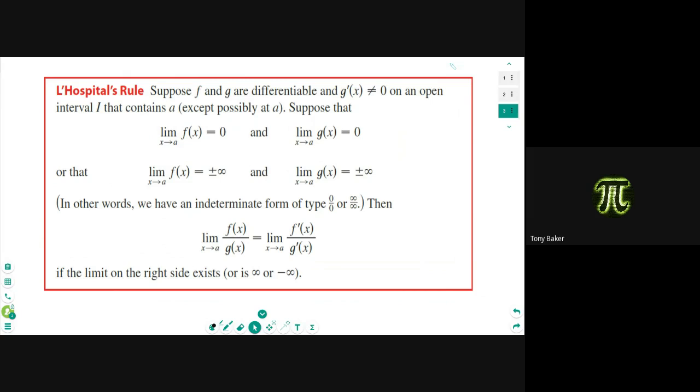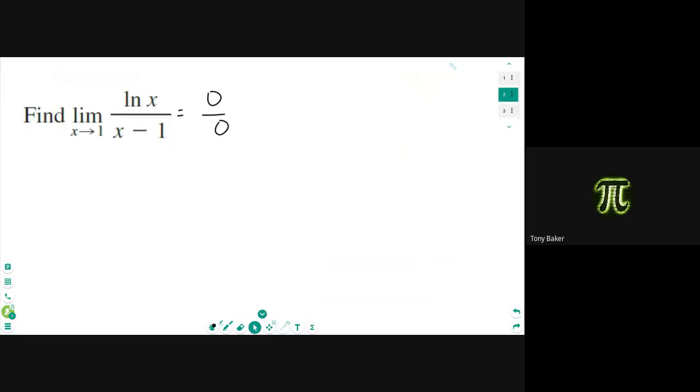So we figured out that we could do the derivative of the top and the bottom, not the derivative of the entire function, the derivative of the top and the derivative of the bottom separately. So we're not going to use the quotient rule. And based on that, that limit will still give me the same limit of my original function. All right, so let's go back to this problem. This problem is 0 over 0. So it meets the criteria for it.